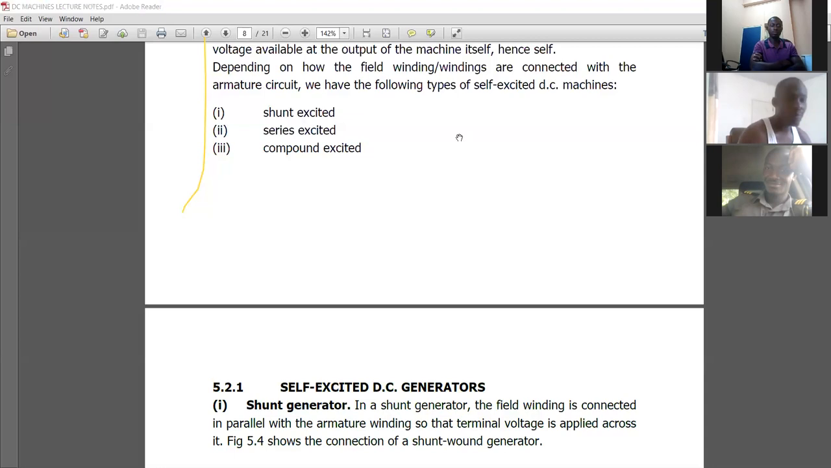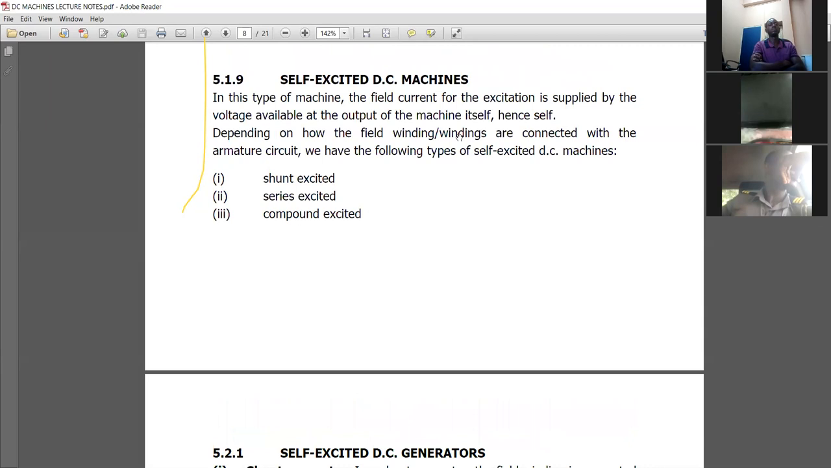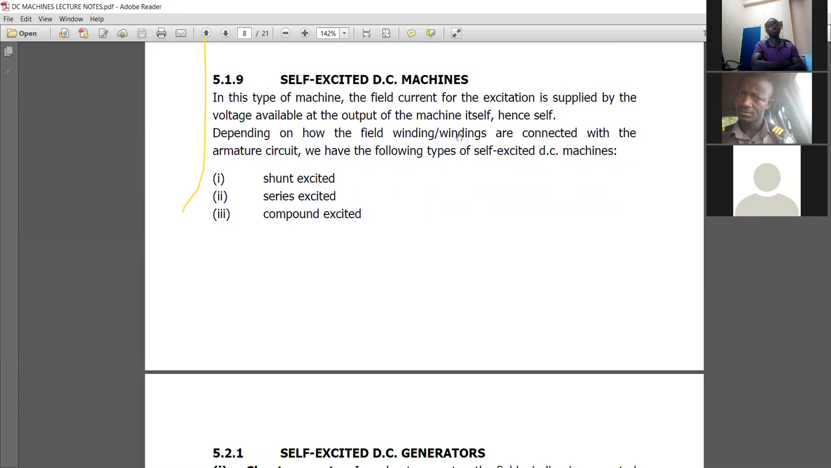All right. So, like I said earlier, depending on how the field windings are connected with the armature circuits, we have the following types of self-excited DC machines. You must take your mind back to which part of the machine is the armature, which part is the field winding. Depending on how the field winding is connected with the armature circuit, we have basically three types of DC machines: series, shunt, and then compound excited DC machines. Remember, we said that when we talk about DC machines, we are basically talking about two main devices.